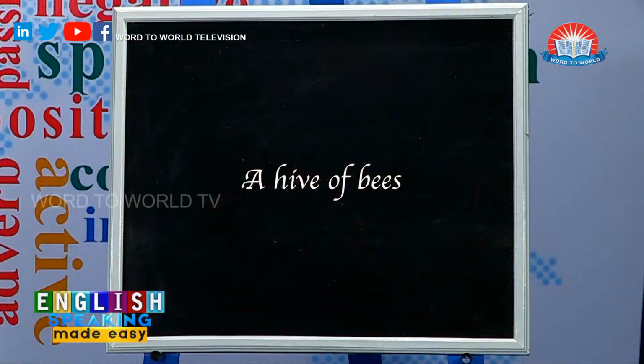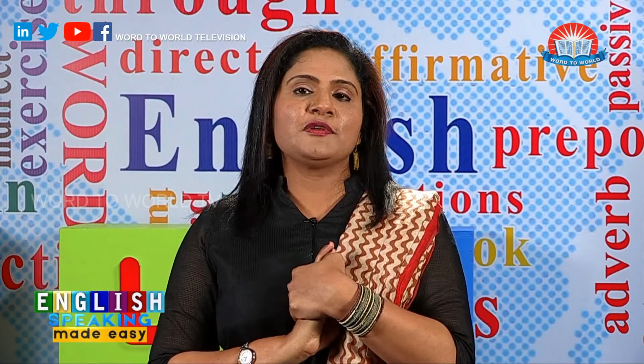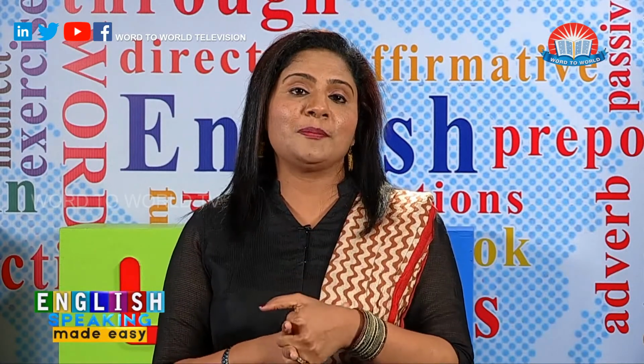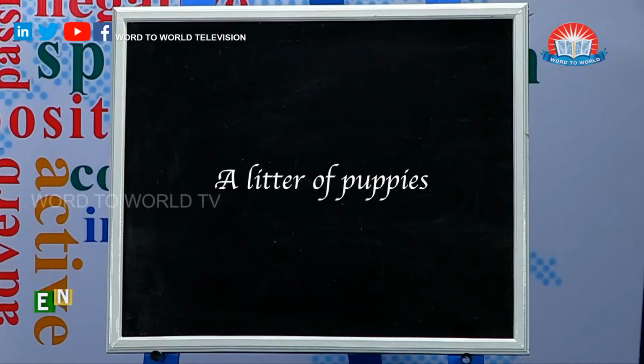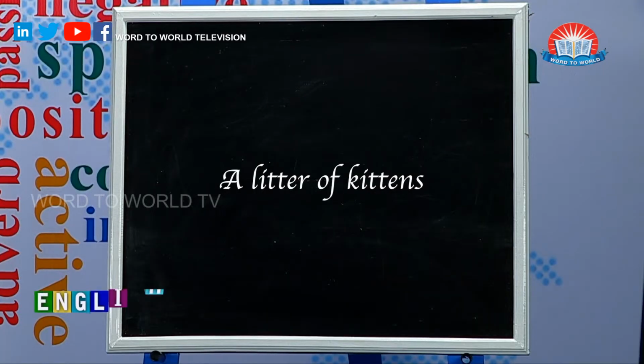Now, bees, we have a hive of bees, or we can also say a swarm of bees. You have a nice dog at home, and she has given birth to some puppies, or you have a cat that has given birth to kittens, and they call it a litter of puppies, a litter of kittens.